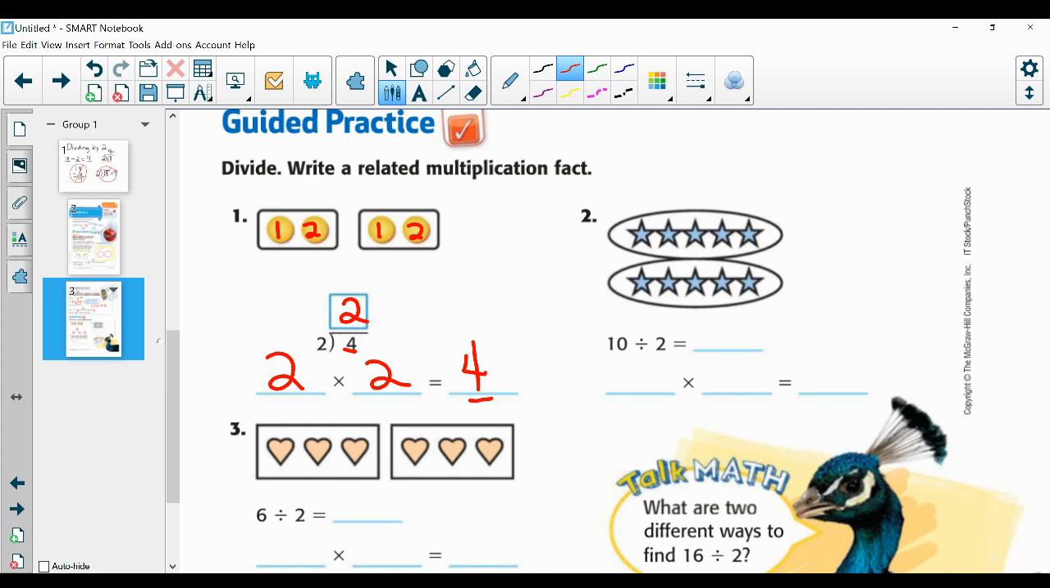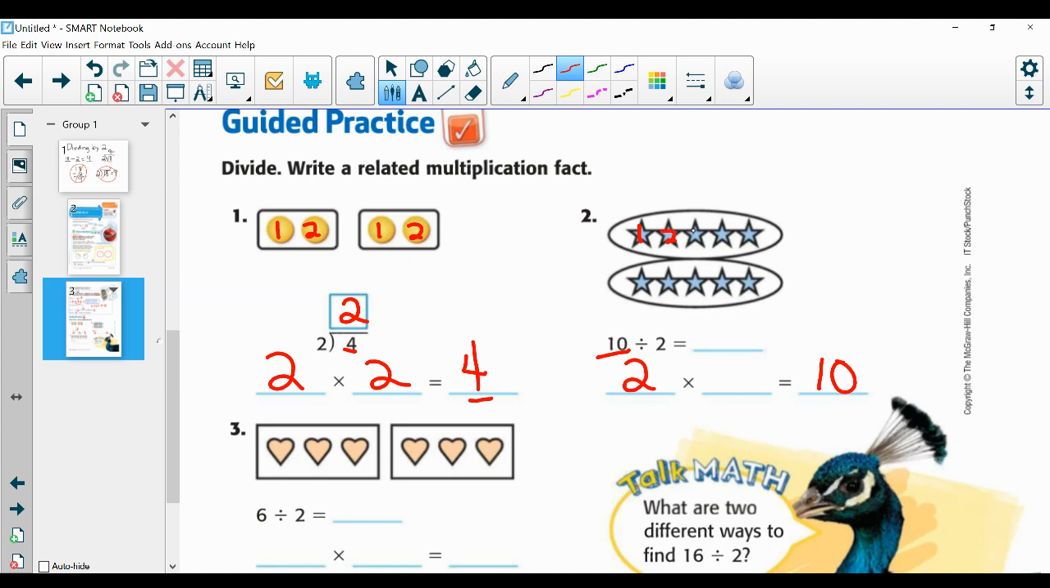Let's look at number 2. I have 10 stars altogether. That's my total. So I know I can put 10 over here because that's going to be my total. Okay, and then I see I have 2 groups, and it's listed right here, 10 divided by 2. So I'm going to put 2 groups here because we know the multiplication sign means groups of. And then I just need to know what the unknown is. How many in each group?